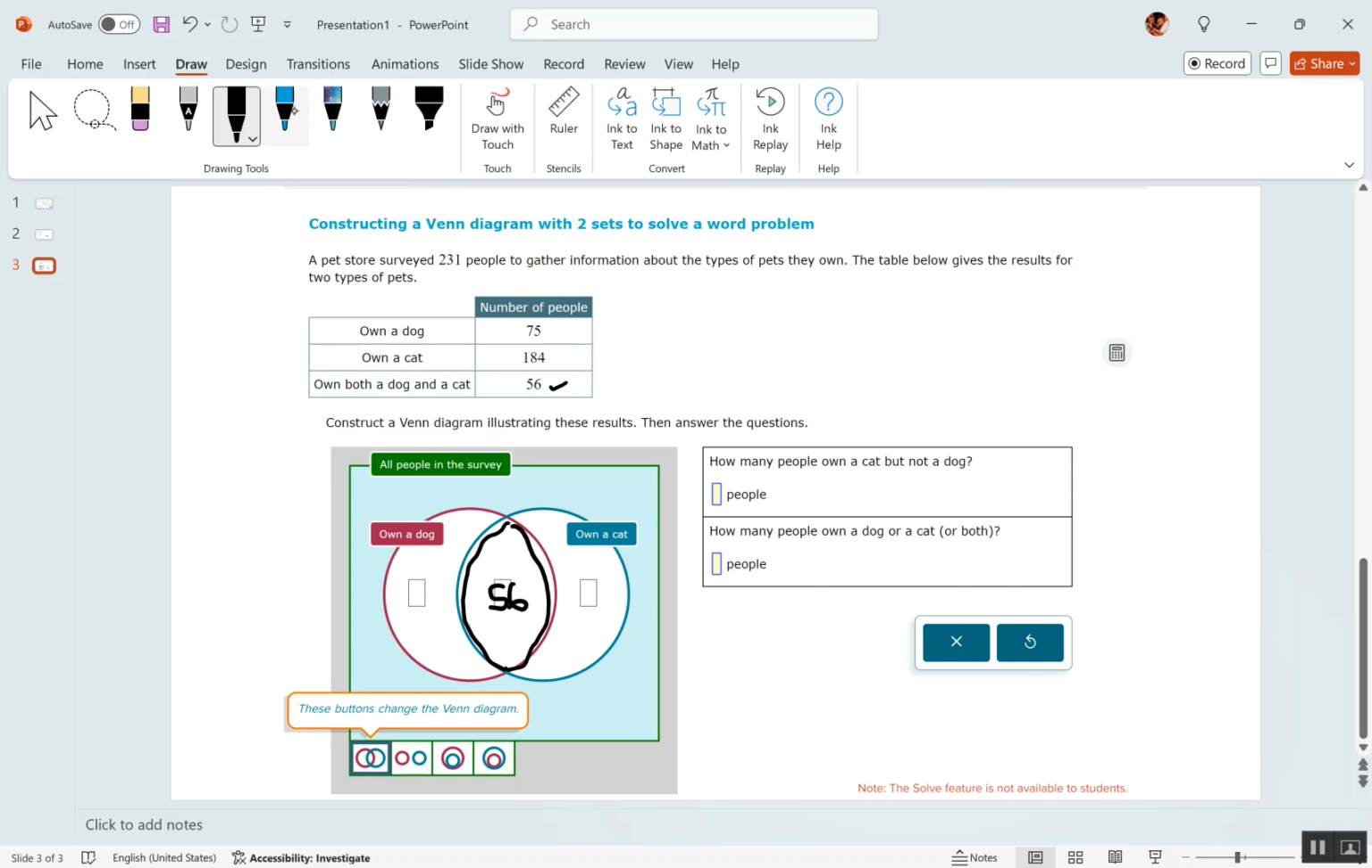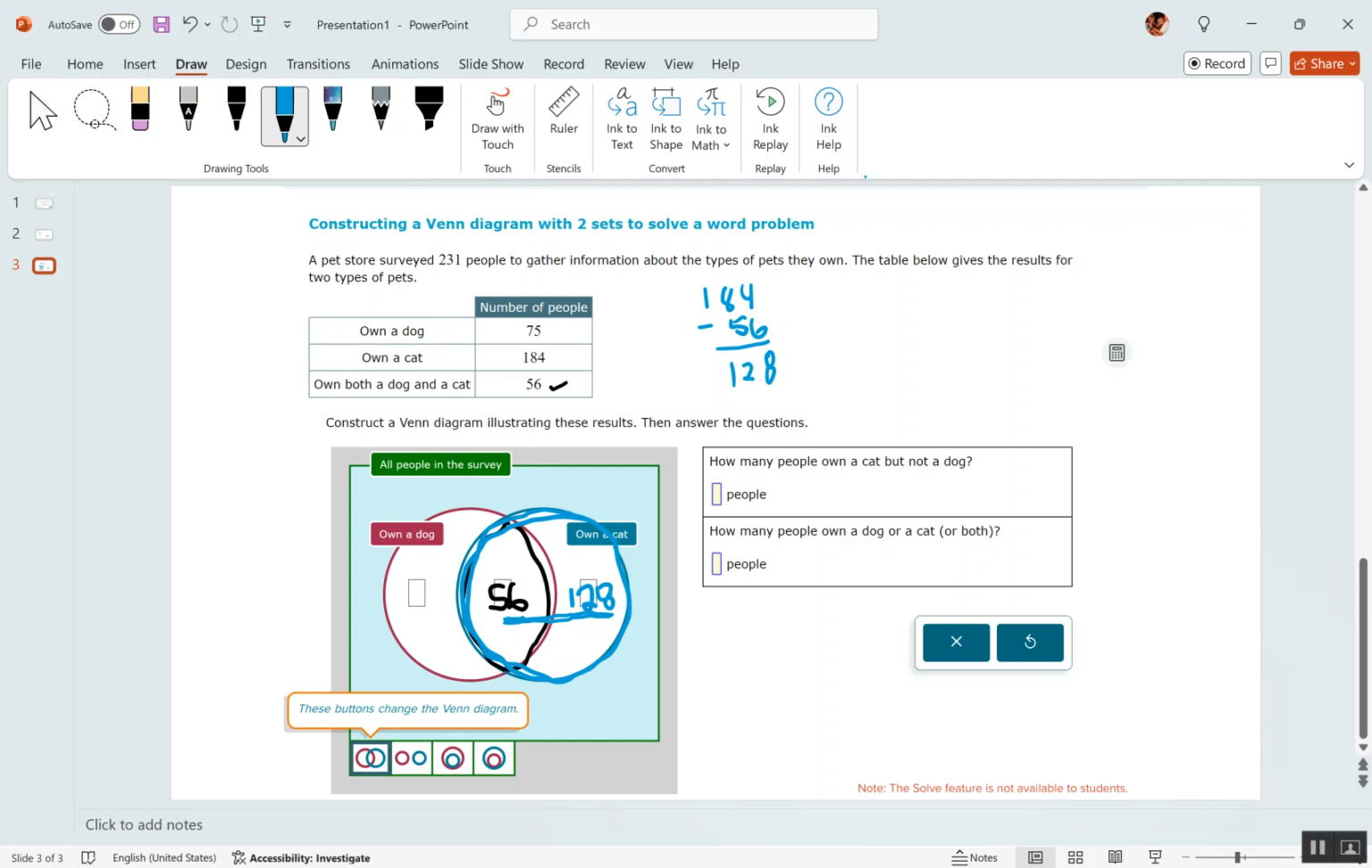Now let's look at the people who own a cat. That would be this blue circle here. Well, we've got 184 people who own a cat, but we've already used 56 of those people. So I'm going to take 184 minus that 56, and that's going to give me 128. So you can see the total inside the cat circle should work out to be 184.